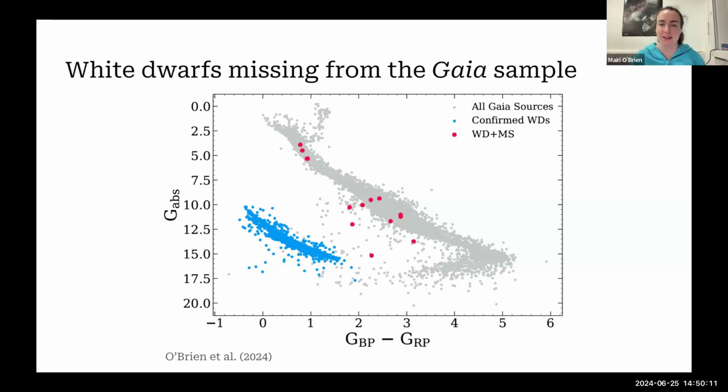You can see on this plot that I've pointed out some of the already previously known close white dwarf plus main sequence binaries that are unresolved in Gaia, and they kind of sit all over the place on the HR diagram. Some of them are just completely on the main sequence because the main sequence star in the optical dominates the flux so much. Some of them are sort of in between the main sequence and white dwarf track.